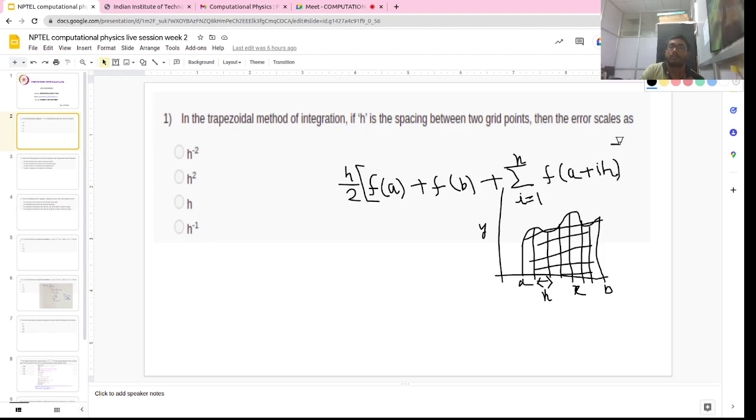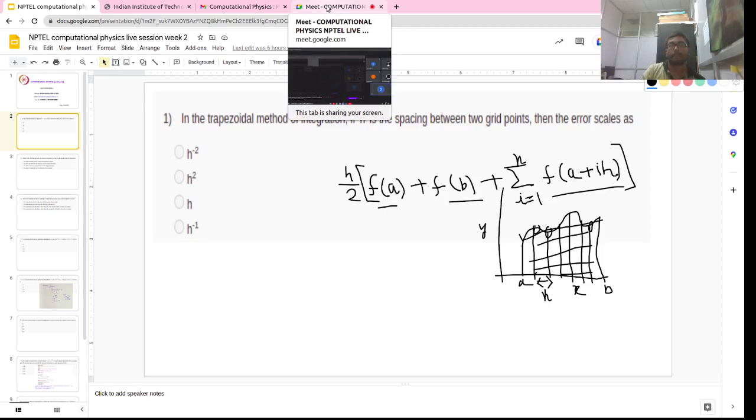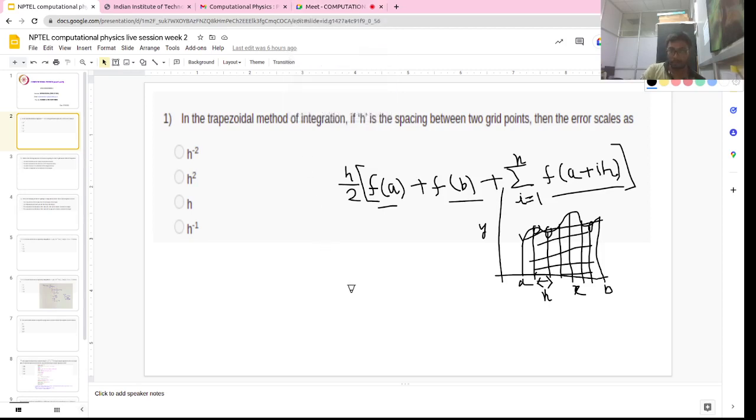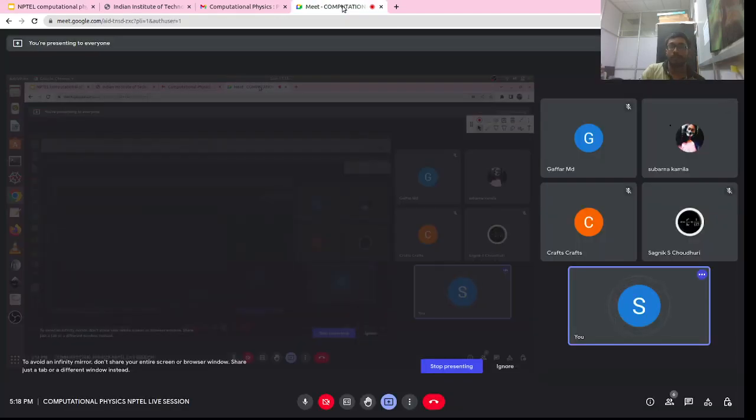Okay, so this will be the formula, right? This summation will give us the values of the function at intermediate points. Let's say at this point, what will be the value? This, this, and up to this point, everything will be summed over like this, and the extrema points f(a) and f(b) have to be put like that. This is f(a) and this will be f(b). So is it clear, Rohit? Yes, sir. Shubhana, is it clear to you? Yes, sir. Okay. Gappar?